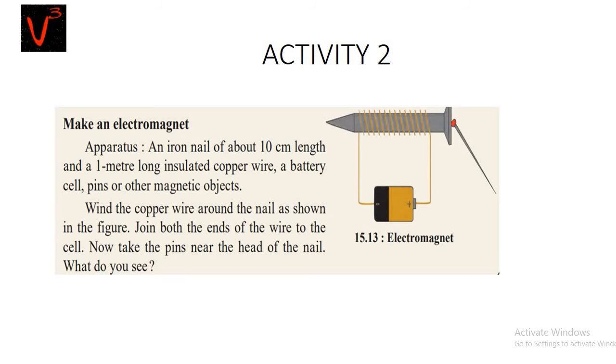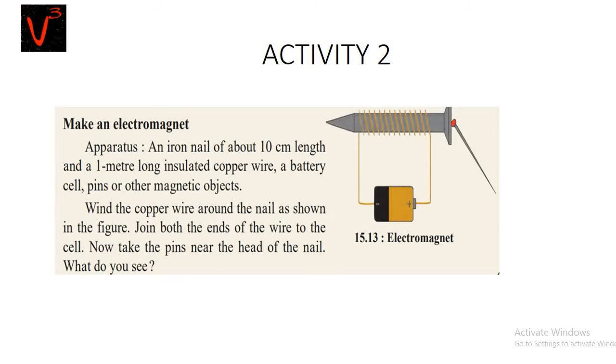Now let's see activity number 2. Here we are going to make an electromagnet. The name itself says this is an electro. Electro means using electricity we are going to make a magnet. So how are we going to do it? We need a nail, a battery and some wire.